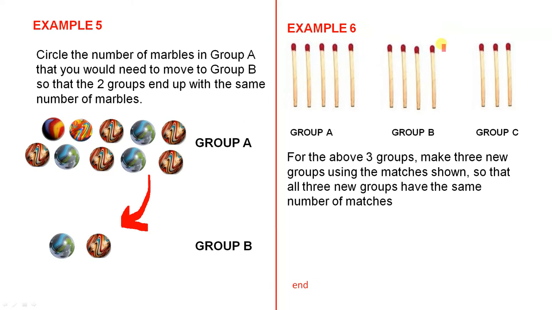Example 6. This is a little interesting one, because we have 3 groups. We have Group A, Group B and Group C. In Group A we have 5 matches, Group B 4 matches, Group C 3 matches. For the above 3 groups, make 3 new groups using the matches shown so that all 3 new groups have the same number of matches. So it's the same idea, except the students are working with 3 groups. So the important thing here is let them use concrete materials on their desk, lead them through it very slowly, and I'm sure they'll get the idea.